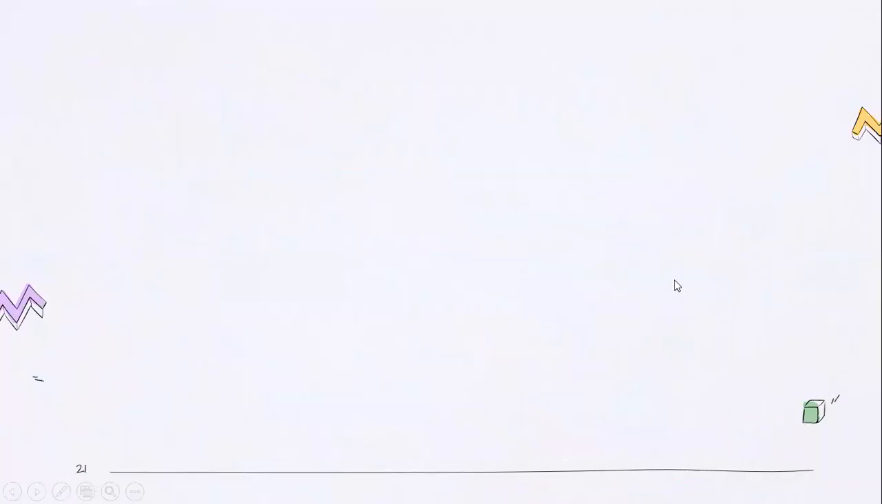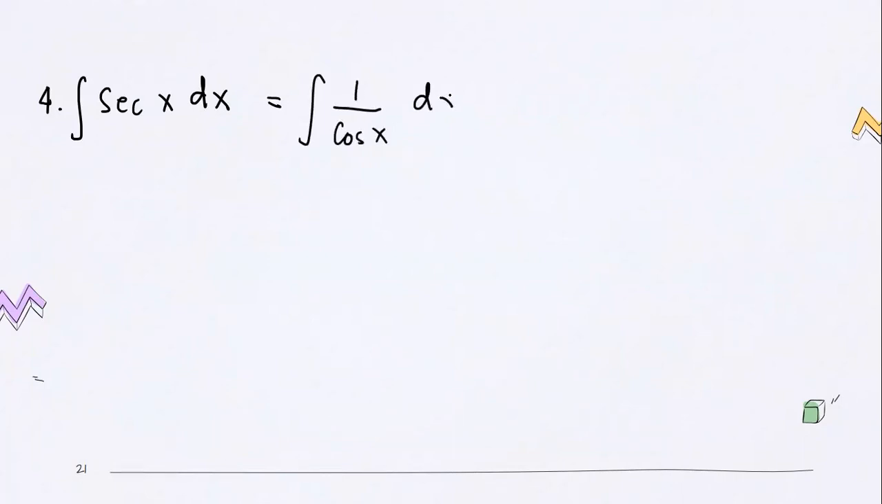Number 4. Integral of secant x dx. Okay. Using the miscellaneous substitution, since secant x is 1 over cosine x, we have the integral of 1 over cosine x dx, which is equal to the integral of 1 over, cosine x being 1 minus z squared over 1 plus z squared.